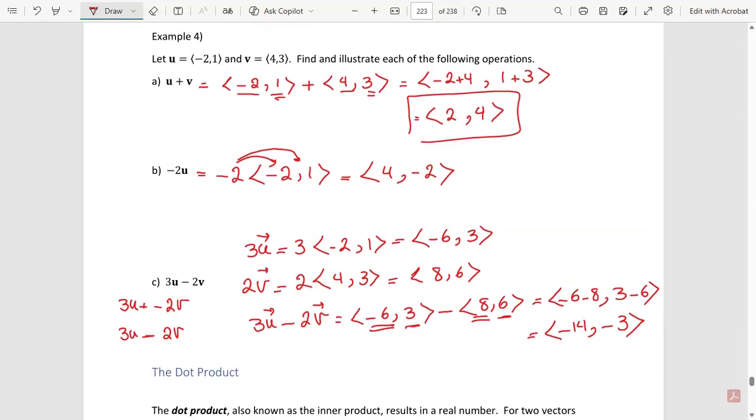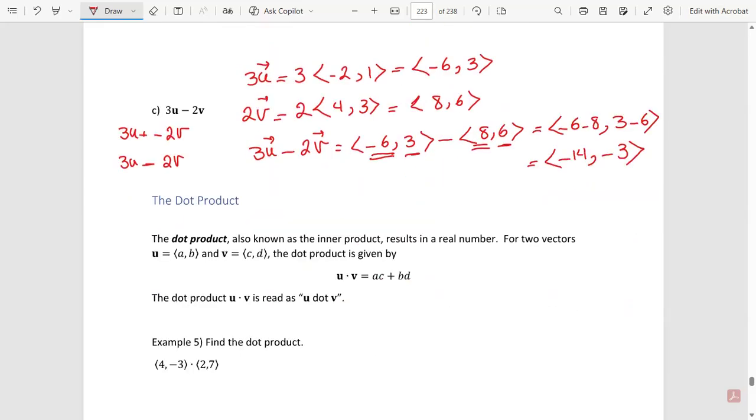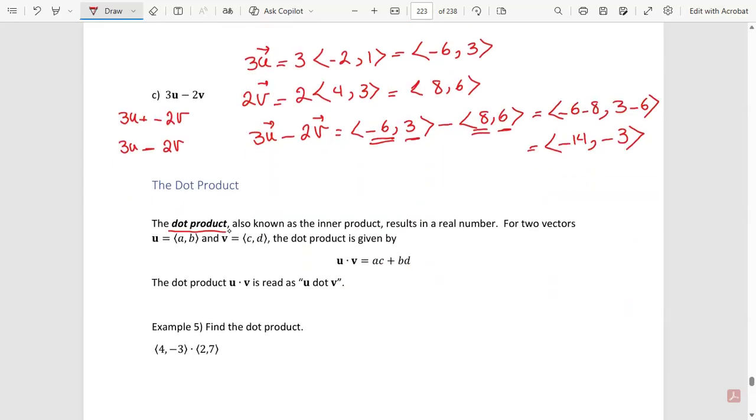So we can easily add or subtract the vectors. We can multiply a vector by a number. But if you want to multiply two vectors together, this is called the dot product. Dot product, which is called the inner product, it's when we want to multiply two vectors. We want to multiply vector u by vector v. And when we do a dot product, that means the final answer is just a scalar, it's just a number.